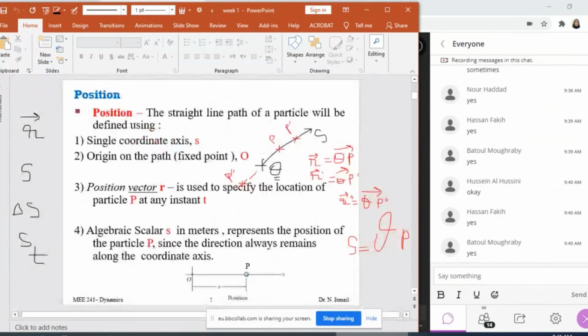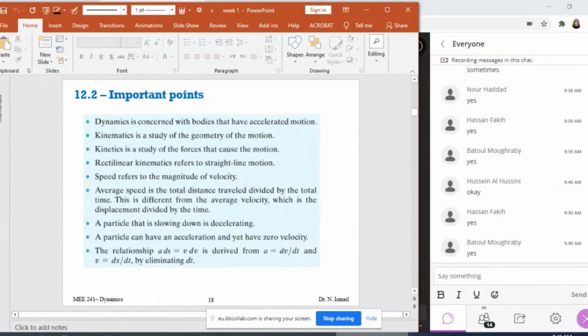Let's start. So guys, I want to go over the important points quickly. You have to know that dynamics is concerned with bodies that are accelerated, or that have acceleration, and that kinematics is the study of geometry, which is the displacement, the acceleration, the velocity, and it is the result of kinetics that we're gonna study later on, which is the study of the forces.